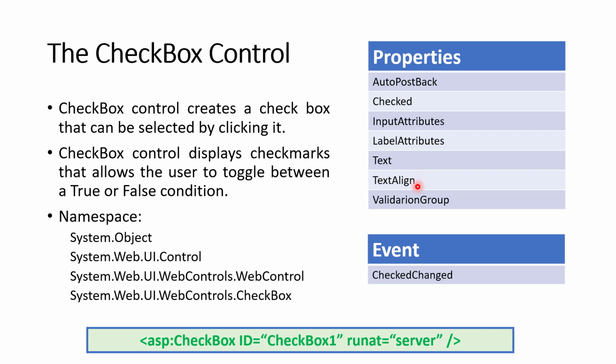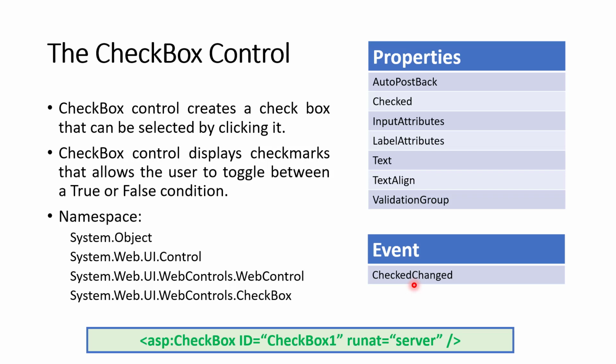Next is TextAlign. It is used to set or obtain placement of the text label associated with the checkbox control, and the last one is ValidationGroup. This property is used to obtain or set the group of controls for which the checkbox control will cause validation on its postback. Now next is the event for this checkbox control, and that event is the CheckedChanged event.